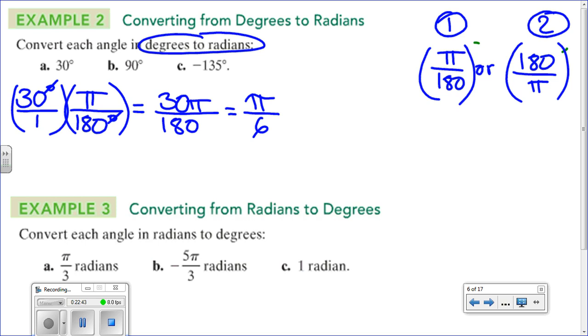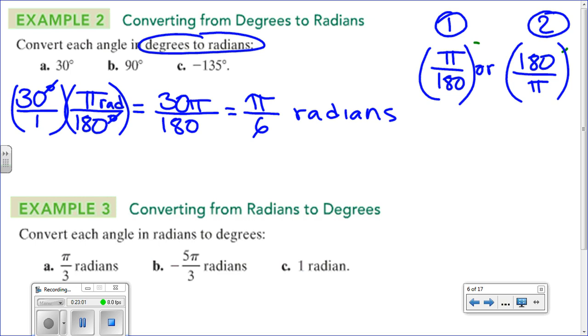Wait, so that can be considered a radian even though it's a fraction? Which one? Pi over 6? Yes, and actually, my bad, the units for radians, they come from here. Radian. That's where the units come from.